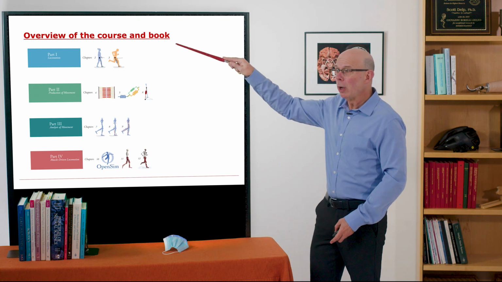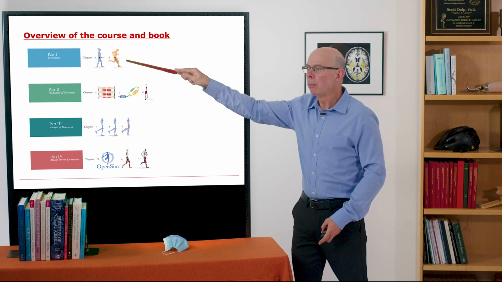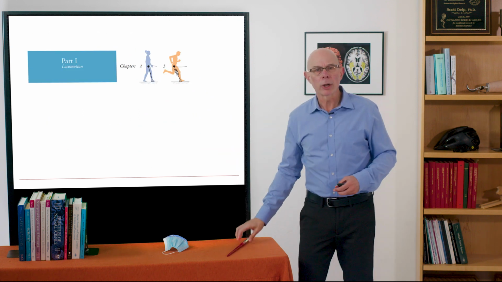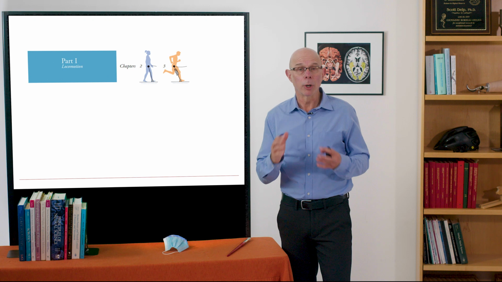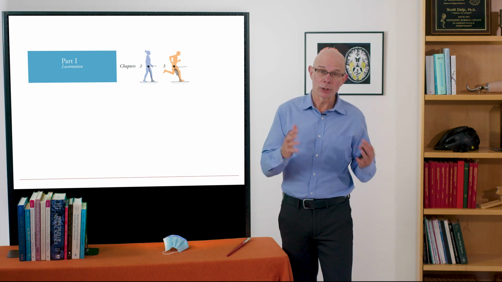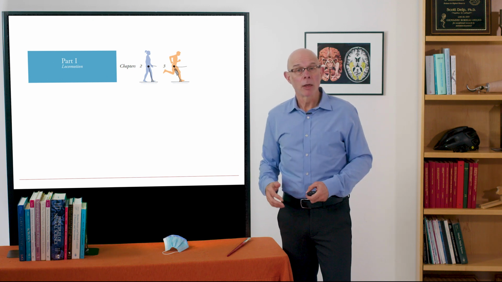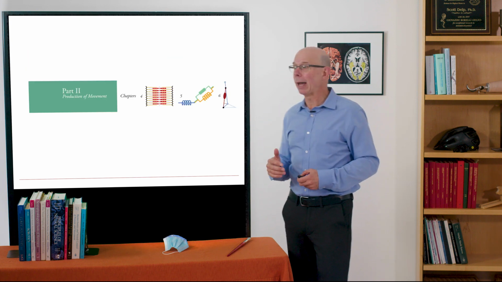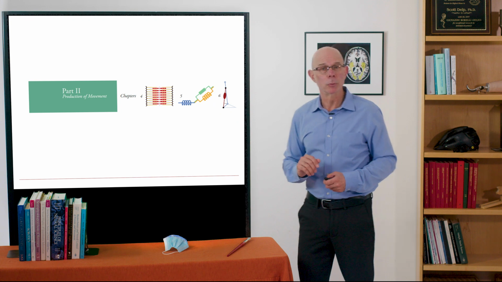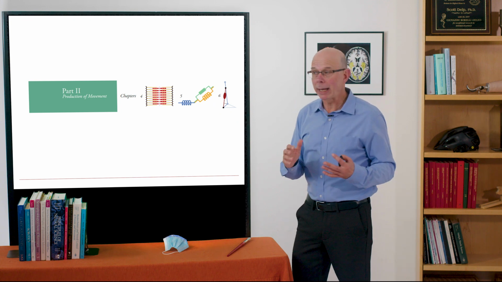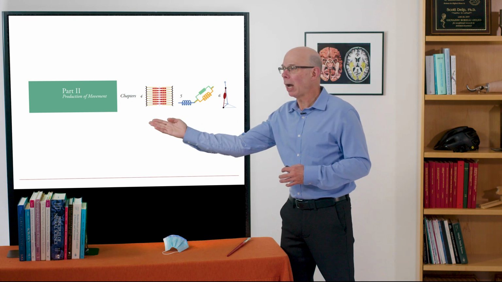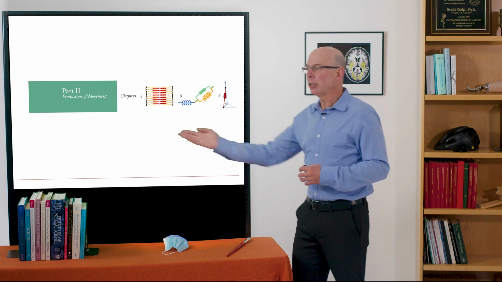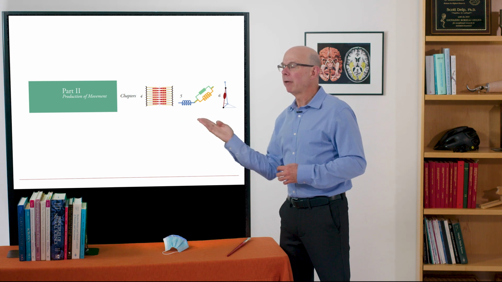I'll take you through the various parts, part 1, part 2, part 3, and part 4. So let's zoom in just on part 1. We're going to start by just talking about locomotion. Key for humans is walking and running. Those will be chapters 2 and 3, and the set of lectures associated with that. Part 2 is how we produce movement. That's this forward dynamic process. We'll talk about muscle biology, muscle modeling, and musculoskeletal geometry. You see that in chapters 4, 5, and 6.